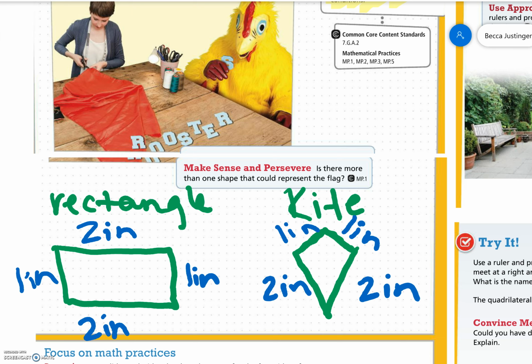And then we can make our scale be anything we want. Something easy would be like 1 inch is equal to maybe 2 feet in real life. So we want our flag to be big so we could hang it proudly. So then this would be 2 feet and 4 feet.